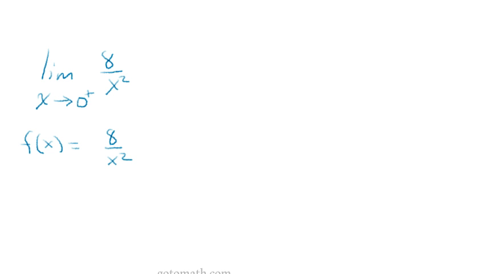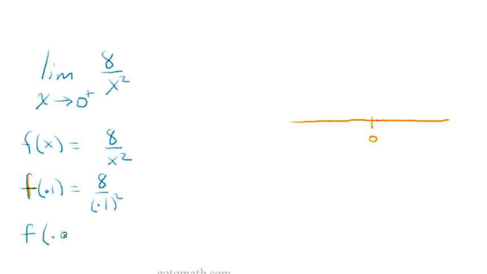Let me draw a number line over here. We'll put 0 here on the number line. If we're coming in from the right-hand side, approaching 0 from the right, we can use a small number, something close to 0 like 0.1. This is like evaluating the limit numerically, if you worked any of those problems in that section. And then 0.01, and get that number.